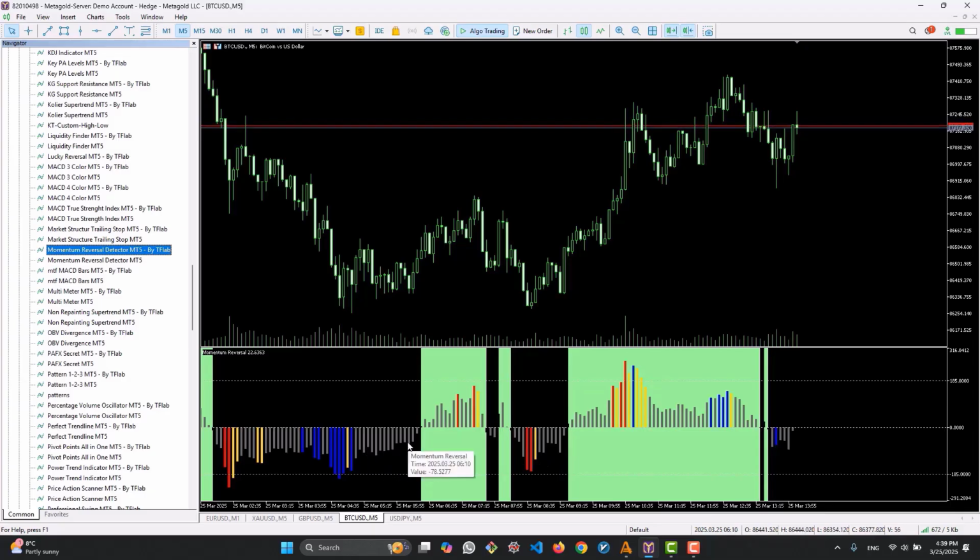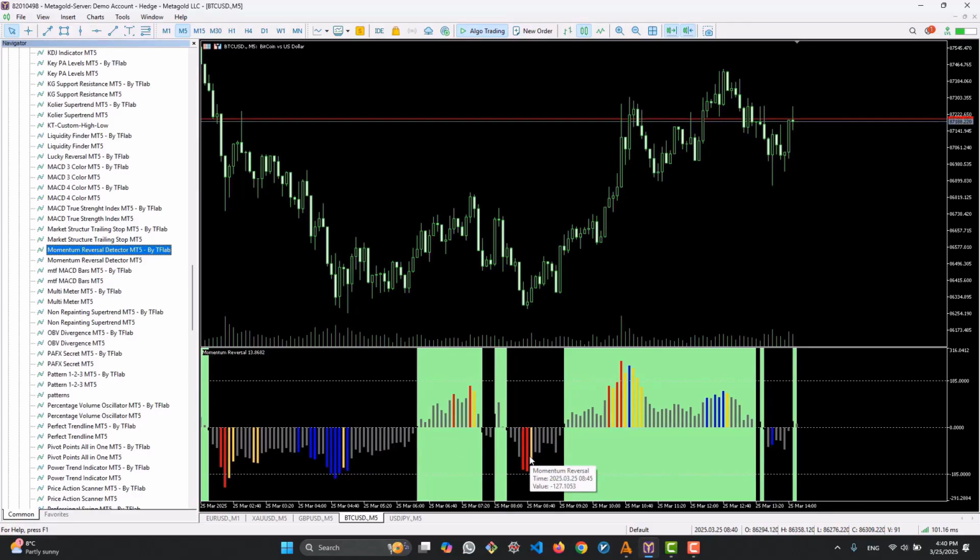The colors of these histograms are such that when they are gray, it indicates neutrality or weak momentum, and the yellow color indicates increased momentum and the start of high momentum. The blue color indicates even more momentum, and the red color indicates the highest momentum, which we can use as entry confirmations. Also, the green color displayed behind the chart indicates divergence in that area.